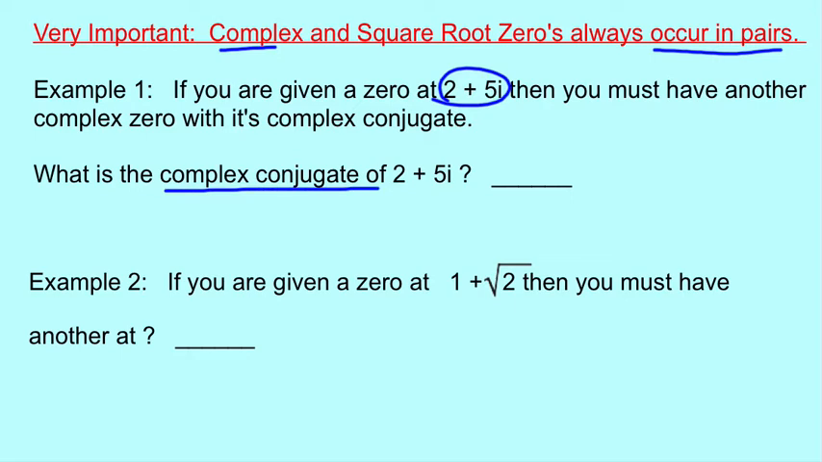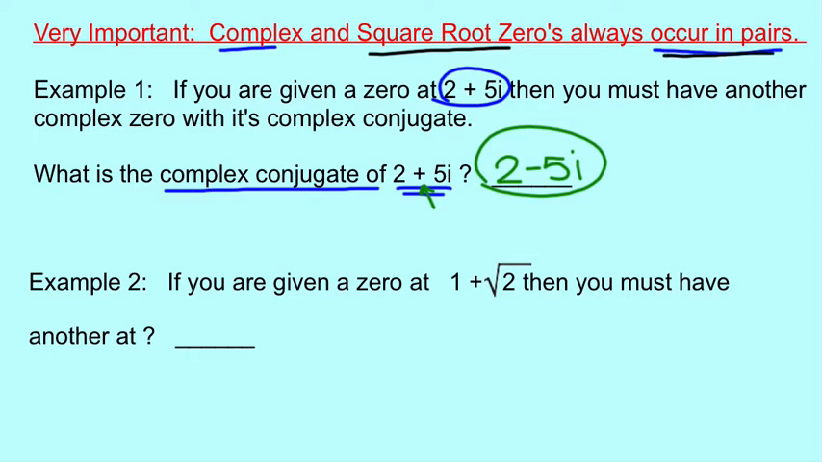The conjugate of 2 plus 5i, remember you change the imaginary piece. So that's going to be 2 minus 5i. So you're going to have then two zeros, 2 plus 5i and 2 minus 5i. Also the case when you have radicals, square roots. Square roots also occur in pairs.